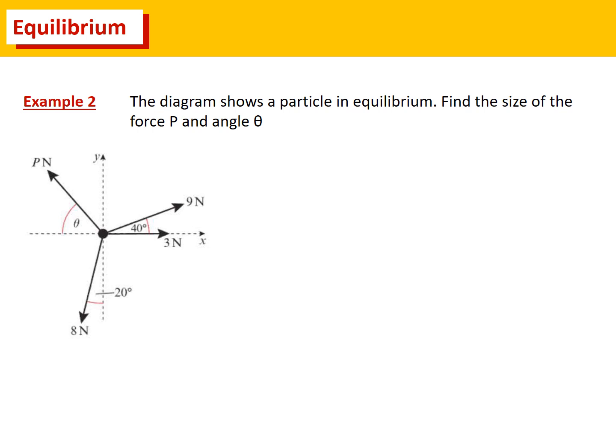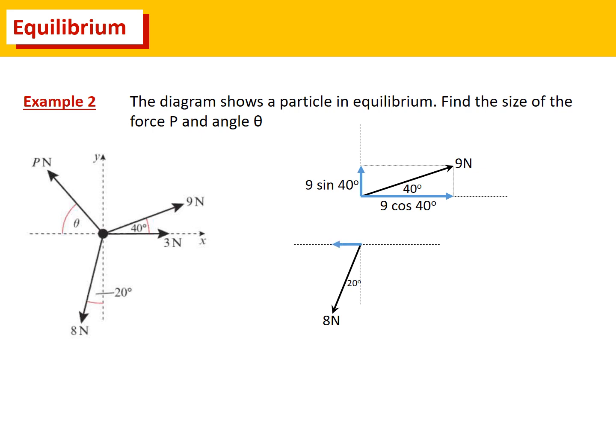In example 2, we have 4 forces. The 3 Newton force is horizontal, so we'll leave that alone for the time being, and we'll resolve the other 3 forces into their horizontal and vertical components, starting with the 9 Newton force. Its horizontal component would be the adjacent side, so that's 9 cos 40. The vertical component would be on the opposite side of the triangle, so that would be 9 sin 40.